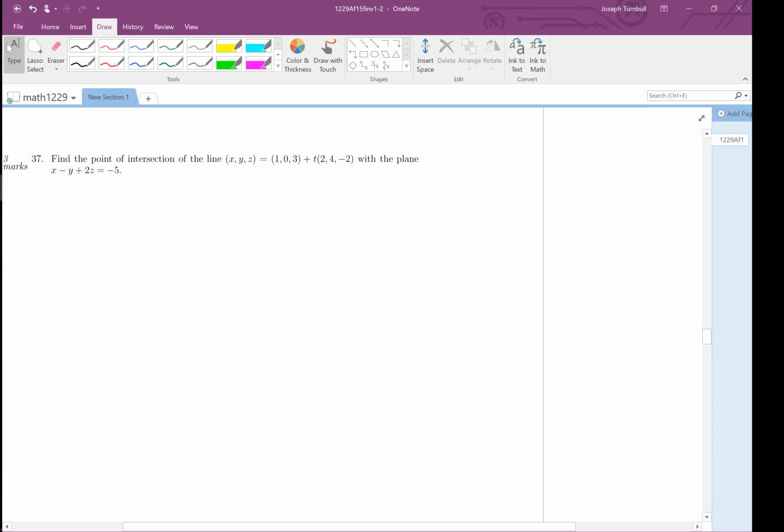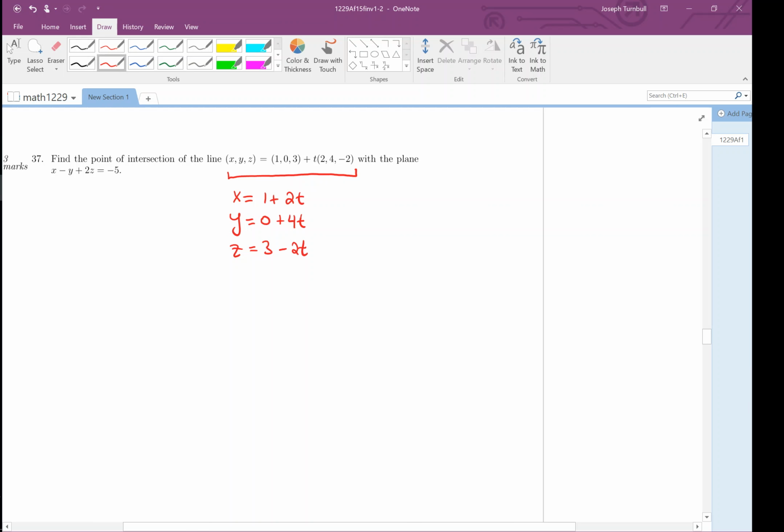Number 37, find the point of intersection of the line with the plane. The easiest way to do this is to start by writing the line in parametric form. x is equal to 1 plus 2t, y is equal to 0 plus 4t, and z is equal to 3 minus 2t.